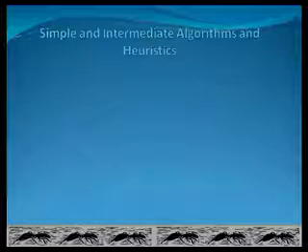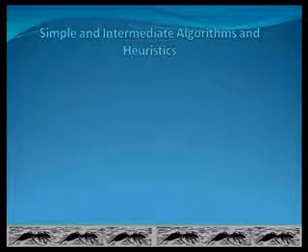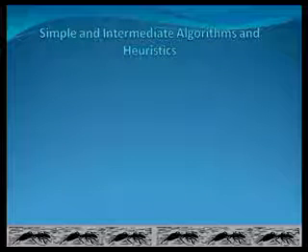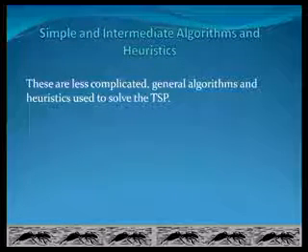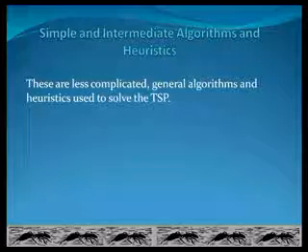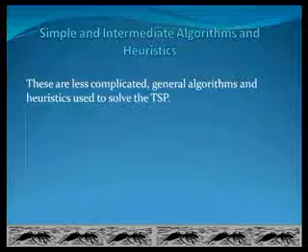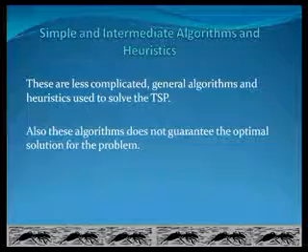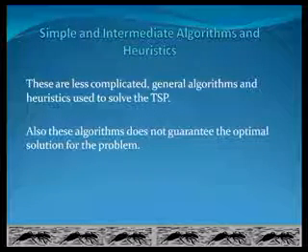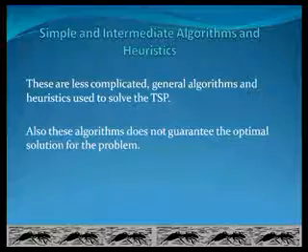Up to this point, we have discussed simple intermediate algorithms and heuristics. But these are less complicated general algorithms and heuristics used to solve the traveling salesman problem. Also, these algorithms do not guarantee the optimal solution for the problem. So, what is the best solution?